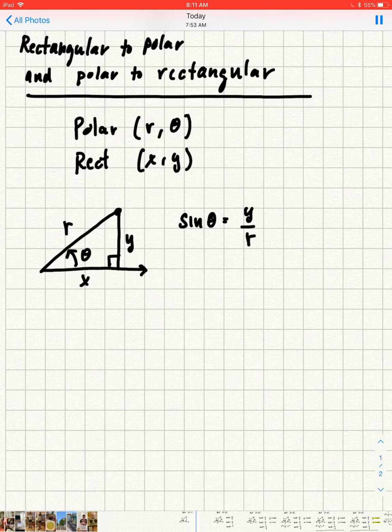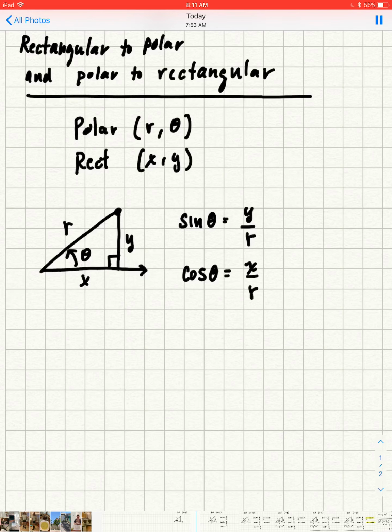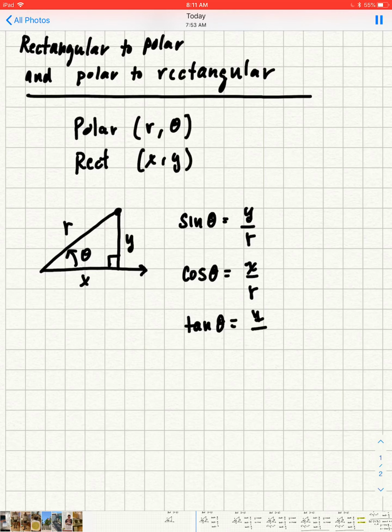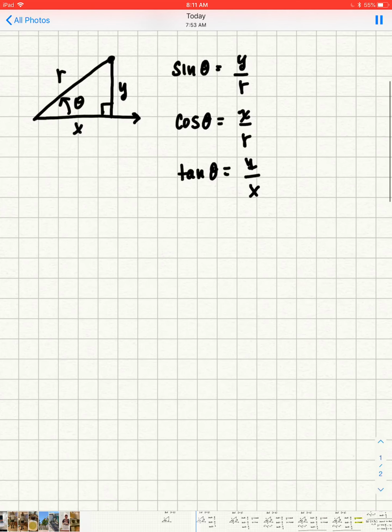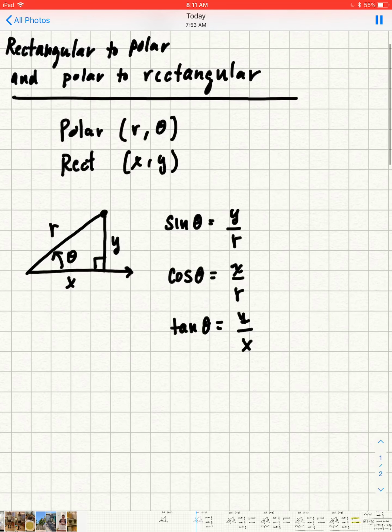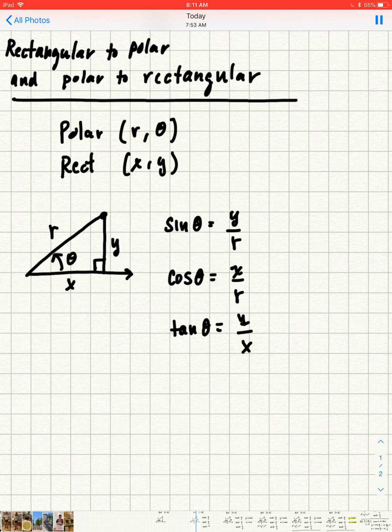So sine of theta is going to be y over r. Cosine of theta is going to be x over r. And tangent of theta is going to be y over x. Okay, things that we already know just from trig. And that's why polar has a lot to do with trig functions.